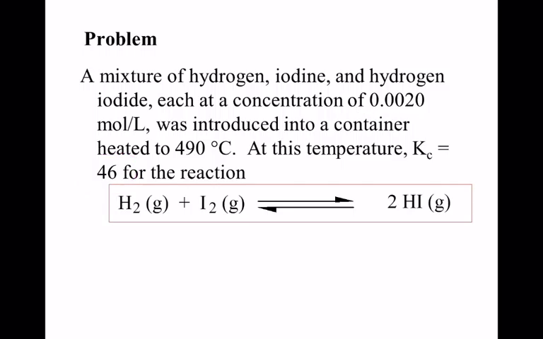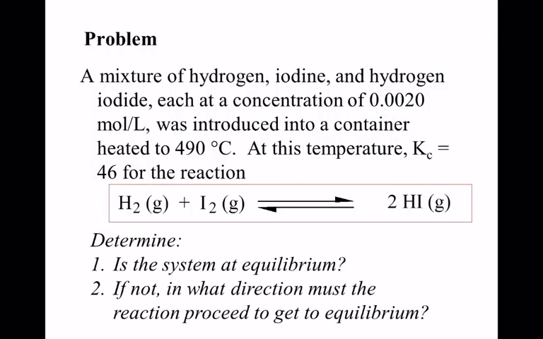So here are the questions. Is it at equilibrium? So we're going to take a snapshot, come up with our reaction quotient, and see if it's equal to 46. If it's not equal to 46, if it's less than, we're going to have to form more products. And if it's greater than, we're going to have to take products and convert them back to reactants. That's how I think of it.